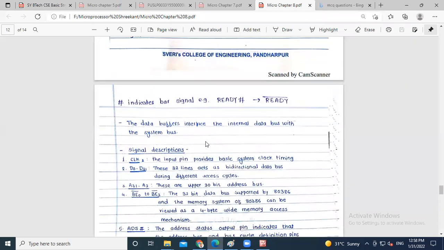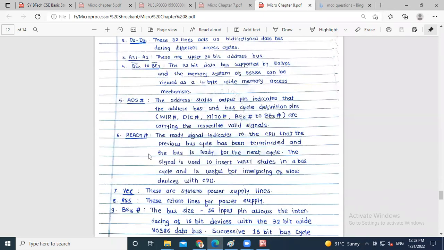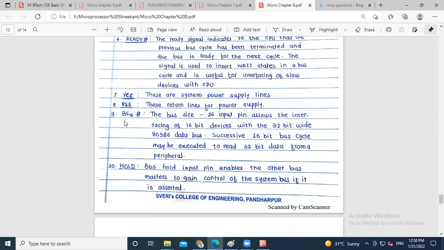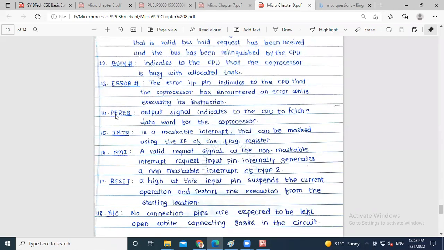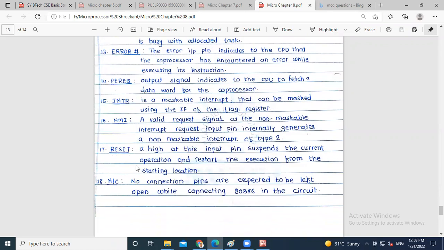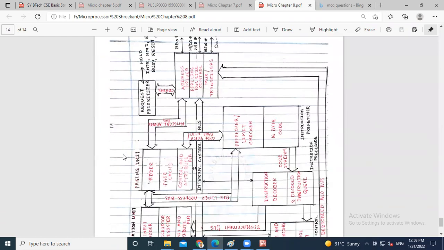So in the 80286, the signal descriptions are: clock, we are using D0 to D15 bits, A23 to A1 bits, BHE, BLE, ADS, READY, VCC, VSS, BS16, HOLD, HLDA acknowledgement, BUSY, ERROR, processor extension request, INTR interrupt, NMI non-maskable interrupt, processor extension set. The no-connections we have to use here.